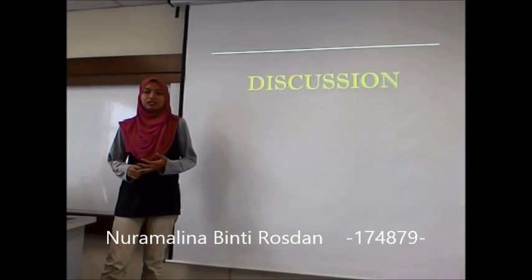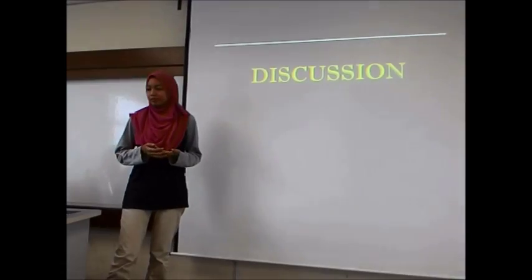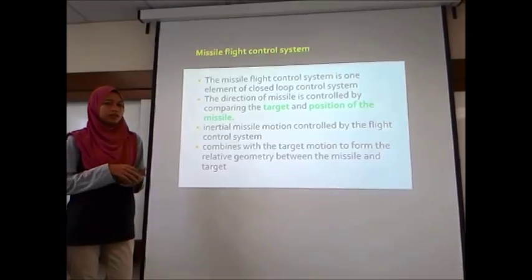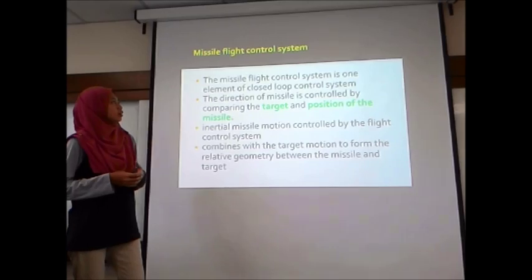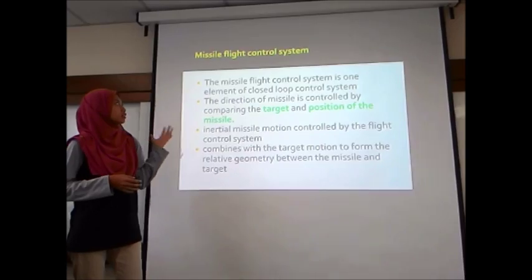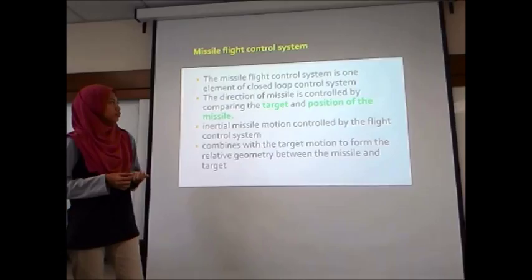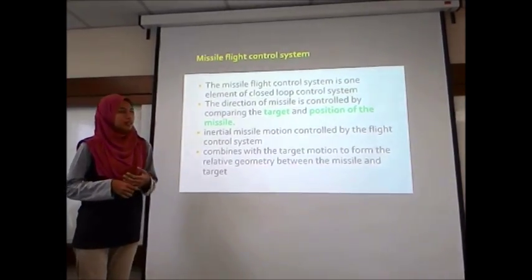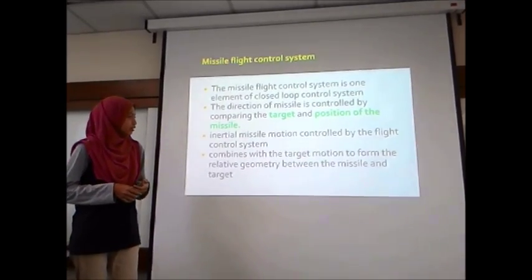I will further this discussion about the missile control system. In this discussion, we are asked to discuss the working principle of the missile control system. The system for the missile is named the missile flight control system. We focus on how the missile controls its direction. The missile flight control system is known as one of the elements of a closed loop control system. The direction of the missile is controlled by the target and the position of the missile.